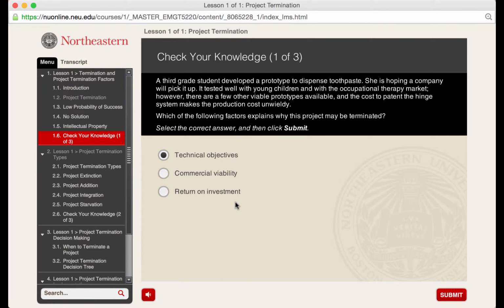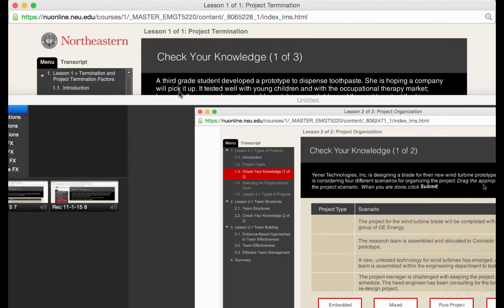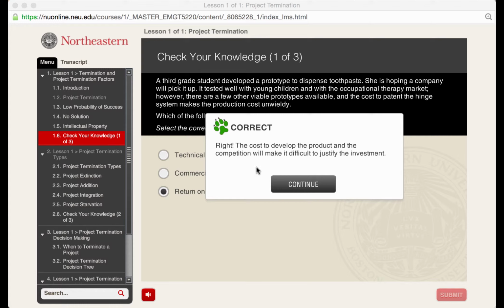Okay, so I'm going to say, how about return on investment? And looks like that could be, oh, good. And you notice we got a little fun husky paw here that gives you a little cue of positive feedback, right? And then we obviously give you the corrective feedback as well. Okay, so here we're going to see that the cost to develop the product and the competition will make it difficult to justify the investment because we know that there are other companies out there that are competing for this particular prototype. All right, so that would be a reason why this project may be terminated.